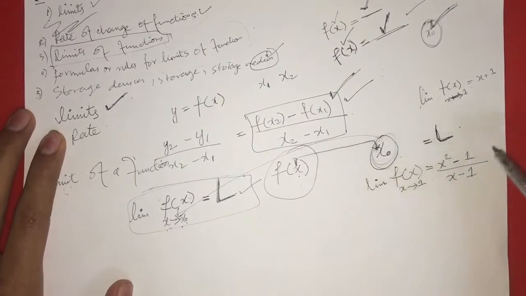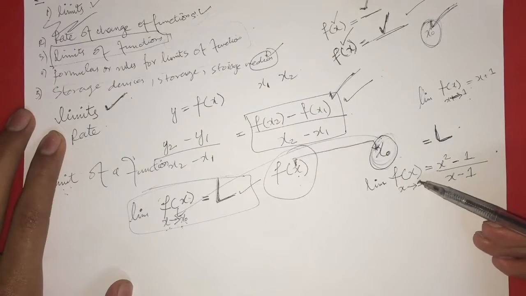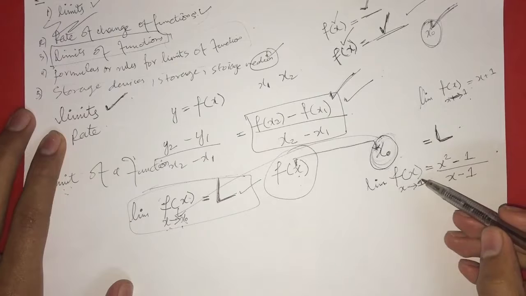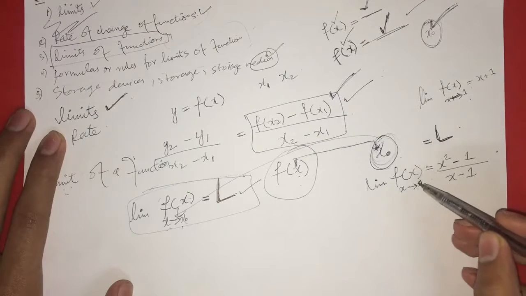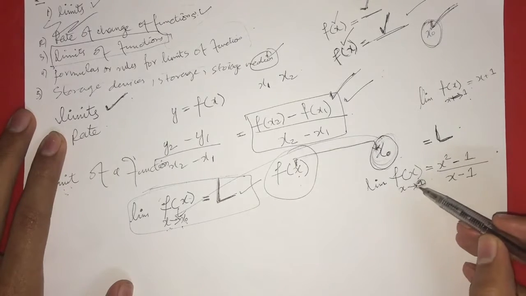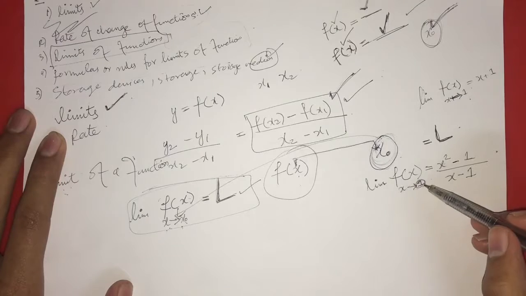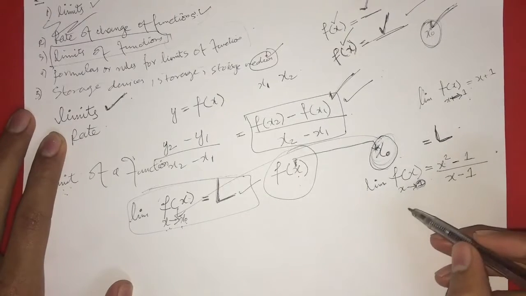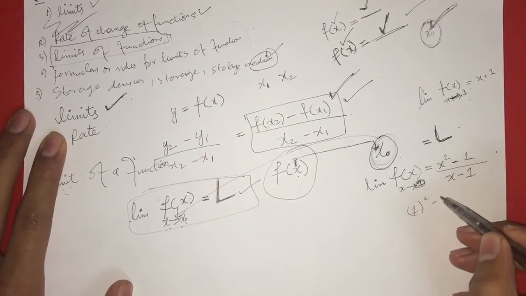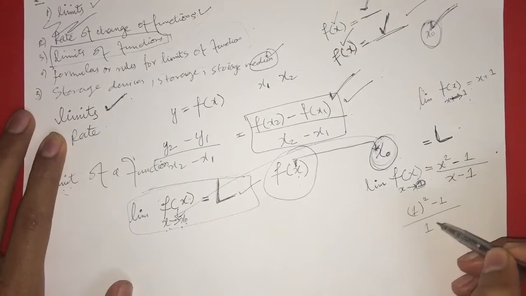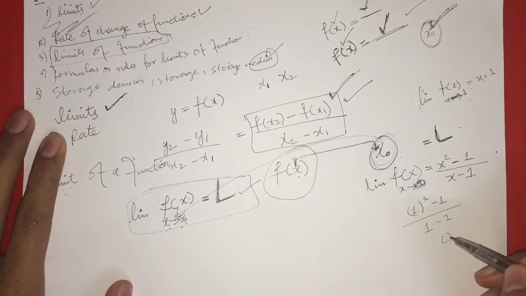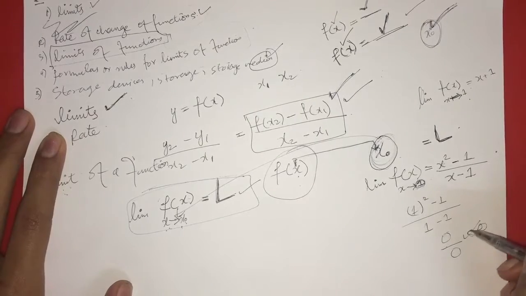So how do you calculate the limit? You just put in the value that x is approaching. It's approaching 1, so you put 1 in the function to see if the limit exists at that point or not. So 1 square minus 1 divided by 1 minus 1 is actually 0 by 0, which is undefined, which does not exist.